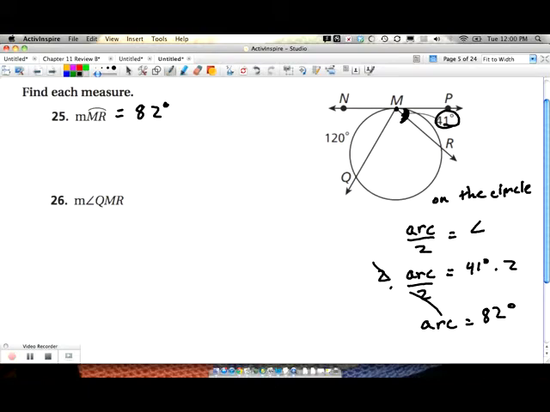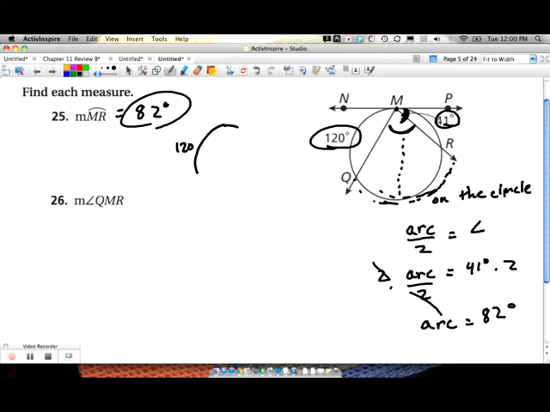The next thing that we look at here is measure of angle QMR. Well, in order to know this angle, we need to know the arc that's across from it. And in order to know that arc, I need to know how the three arcs work together. Well, we know that this arc, MR, was 82 degrees, and this one here, MQ, is 120. And if I go from MQ, which is 120, and then MR on this side is 82, then this final piece that's left on the end, QR, has to make it a total of 360. So 120 plus 82 plus arc QR, the measure of this arc, is going to equal 360.